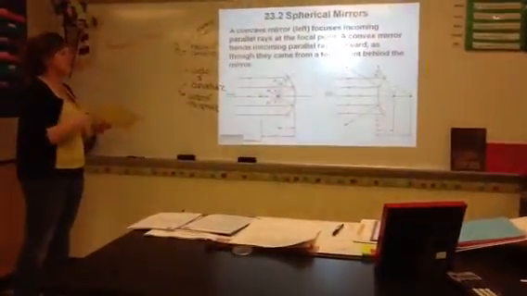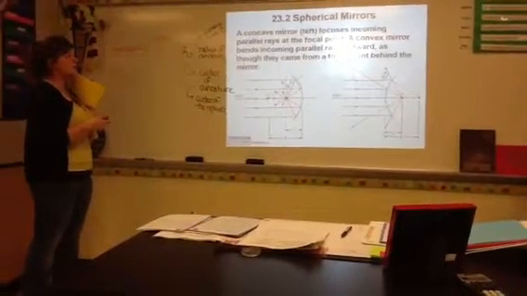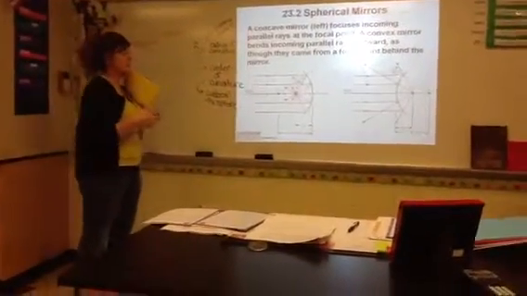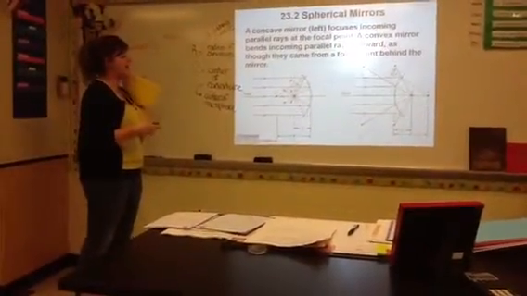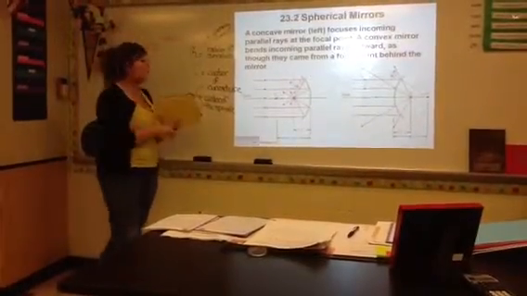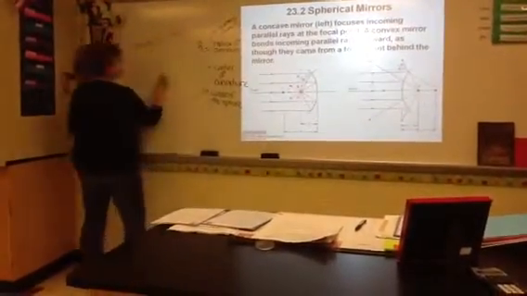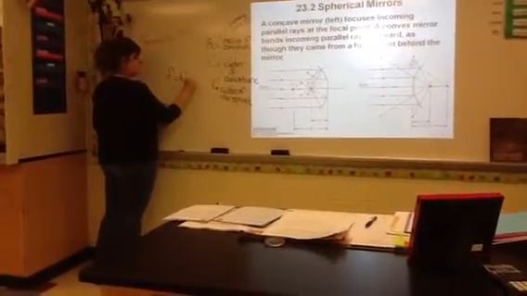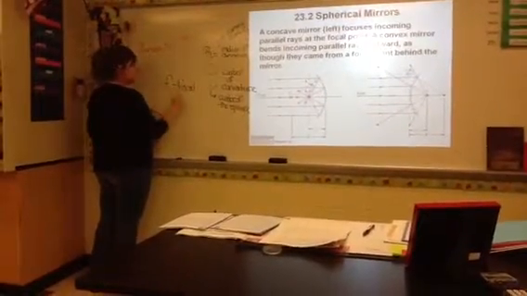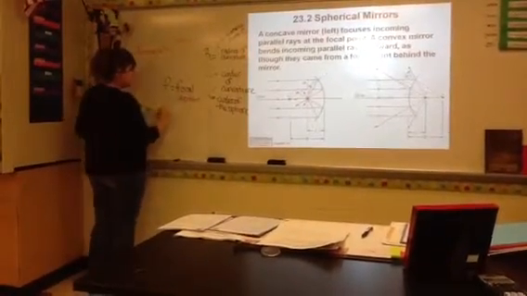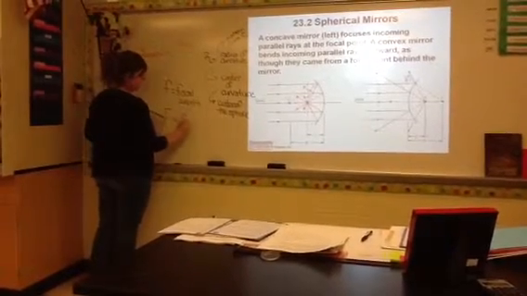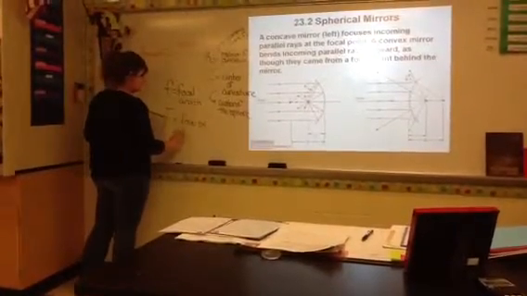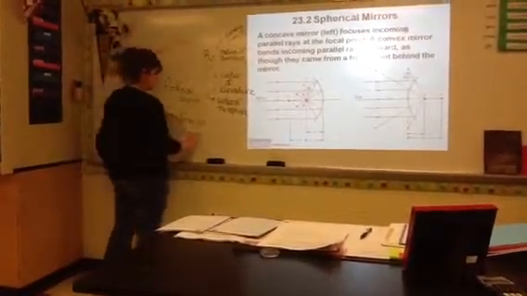Okay, let's first talk about what happens when we use concave mirrors and what happens when we use convex mirrors. So a concave mirror focuses incoming parallel rays at the focal point. We label that with a capital F. A small f means focal length; a capitalized F means focal point. The focal point is just where all light rays converge.